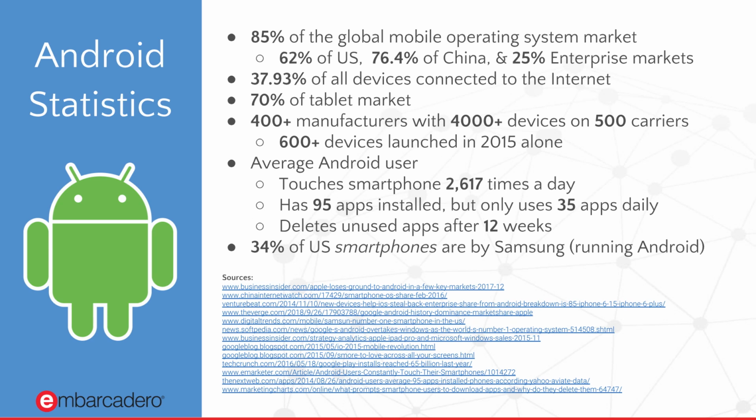Anyway, I talked a little bit about Android diversity in my presentation, and there's a number there. 400 different manufacturers make Android devices, which is crazy. There's over 4,000 devices, and that's from a few years ago. It's way more now. And over 600 devices were launched in 2015 alone. So there's a lot of different Android devices out there, so it's a bit of a daunting task.